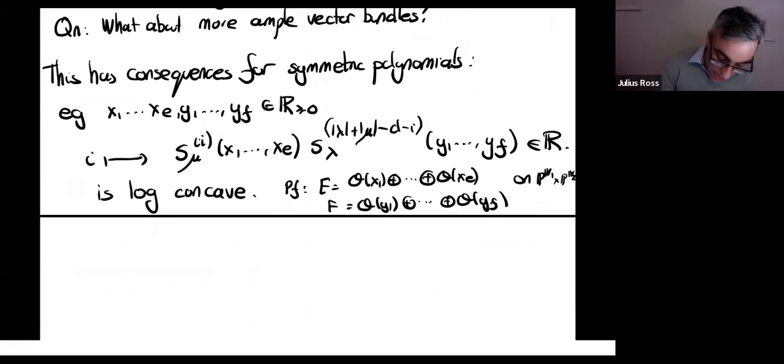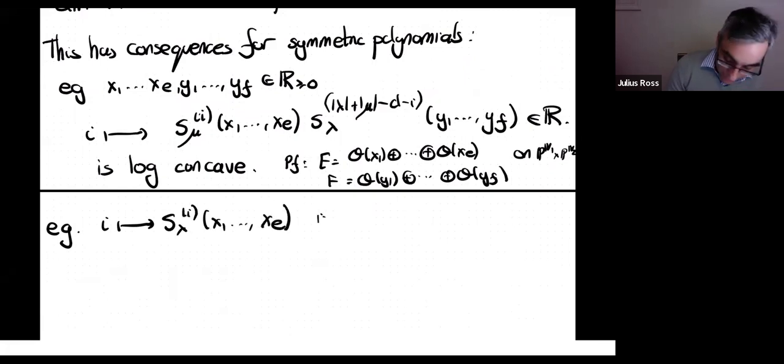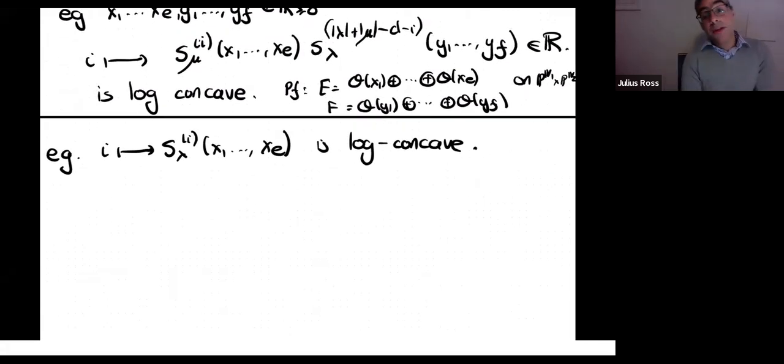I can make that simpler. So for example, you can do another thing. You could say just I goes to S lambda I of x1 up to xe is log concave. That might be the simplest statement about polynomials that I can make.